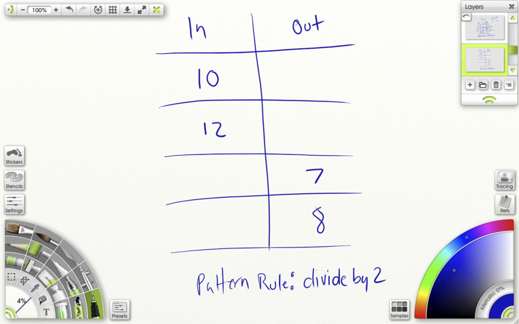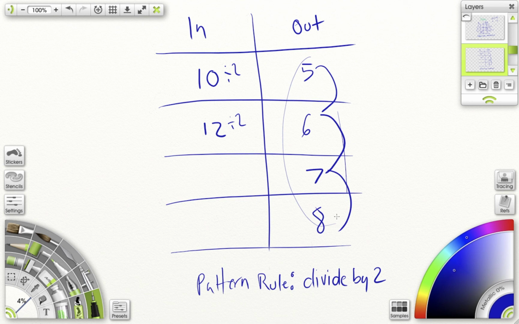Well, if our pattern rule is divided by 2, all I have to do is take this pattern rule and apply it to my input numbers. So all I have to do is 10 divided by 2, that gives me 5. 12 divided by 2, that gives me 6. Oh, look, I have all my output numbers now. And you see how they all go up by the same amount, 5, 6, 7, 8. That looks like it works really nicely.